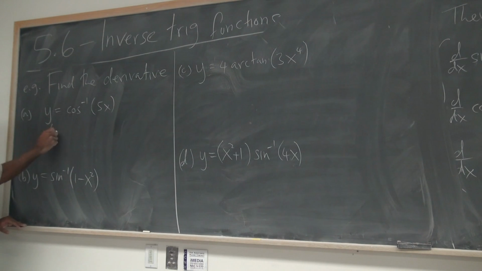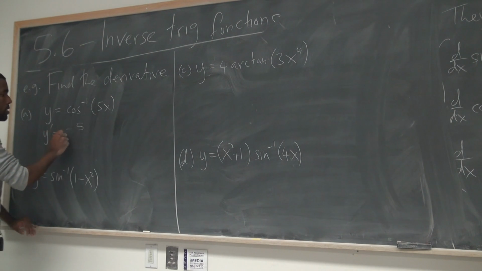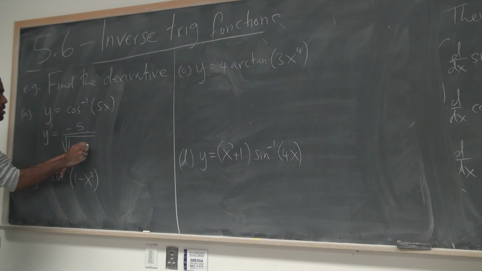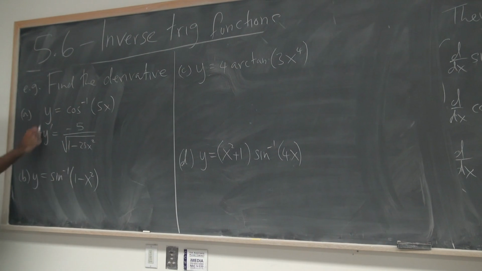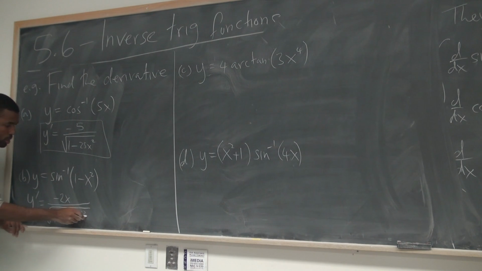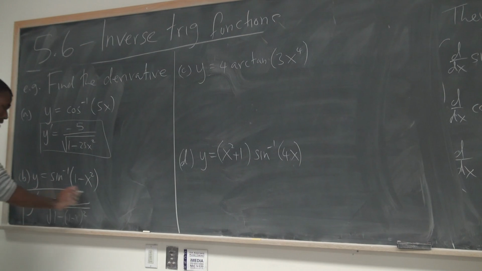Okay, what's y prime? Negative 5 over the radical of 1 minus this squared. So it's 25x squared. That's it. Y prime here: negative 2x, the derivative of this guy, divided by the square root of 1 minus x squared, squared. Right? Which you can expand if you'd like, but I'd like to not.